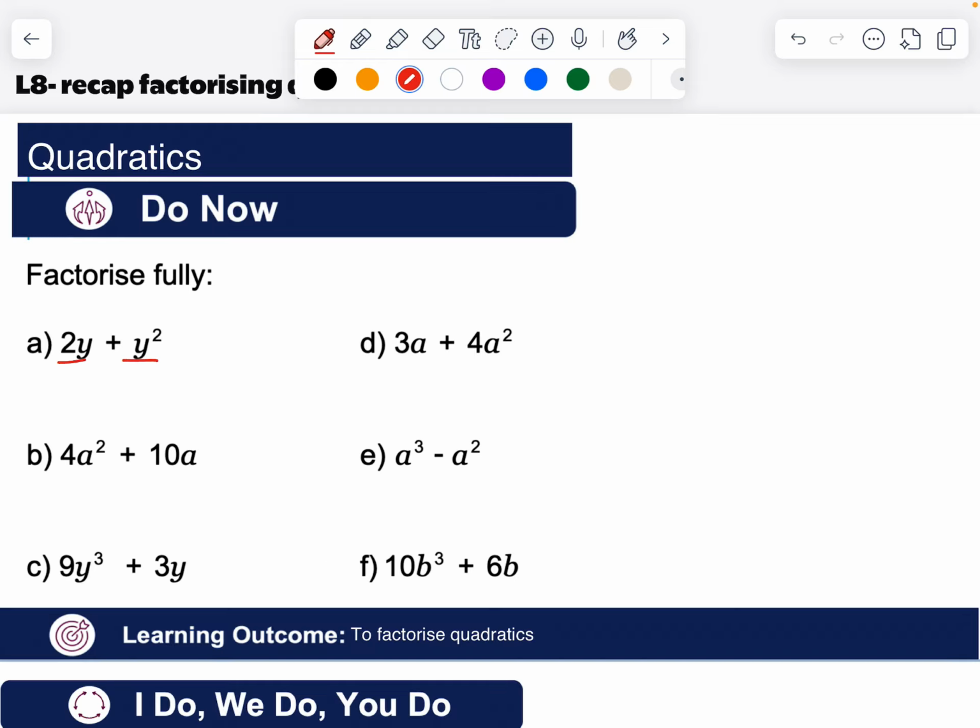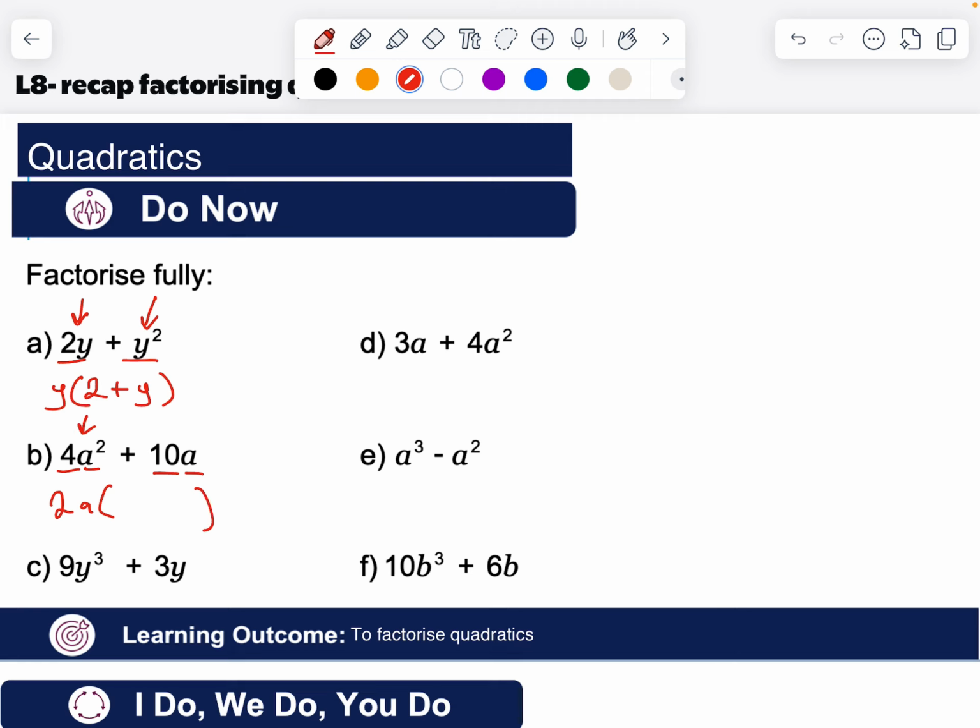So here, the only thing they have in common is y. And then inside, what you multiply y by to get 2y is just 2. What you multiply y by to get y squared is just y. The next one, highest common factor of 4 and 10 is 2. Highest common factor of a squared and a is a. Then you open your bracket, a.